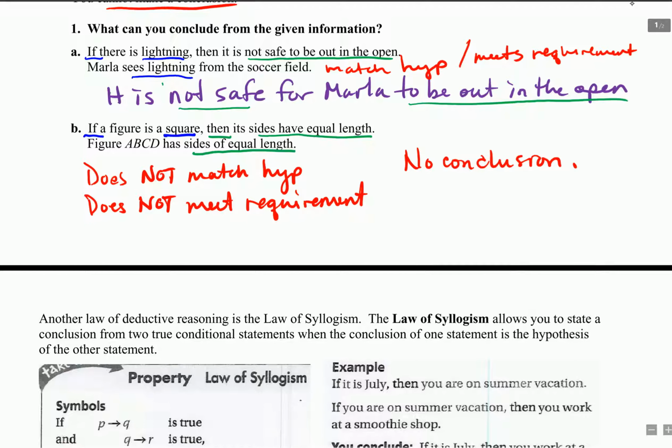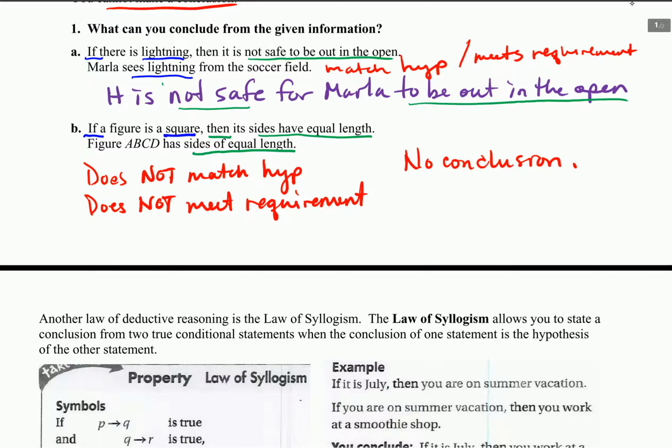There is no conclusion. And if you want a counterexample for that one, a rhombus has sides of equal length, and it is not a square. So you must match the requirement. You must match the hypothesis. If you match the if portion of the statement, then you can make the conclusion.